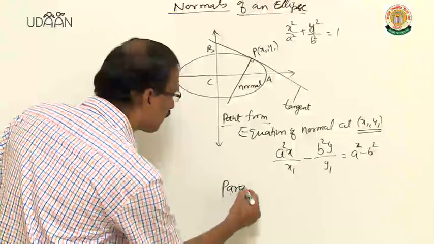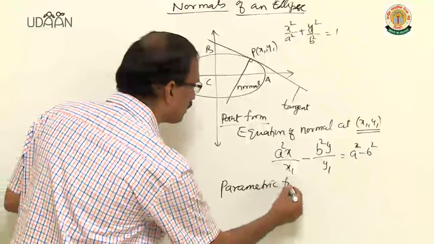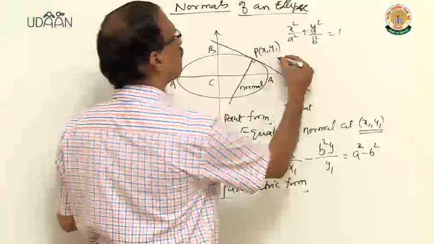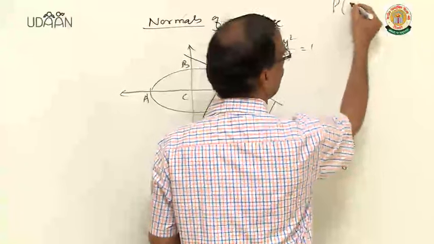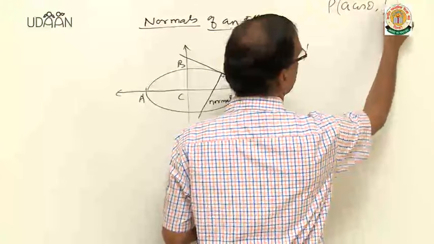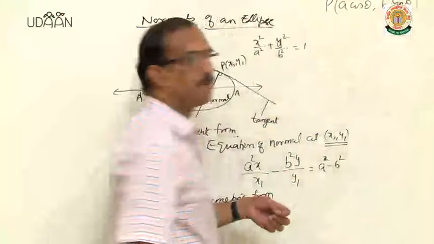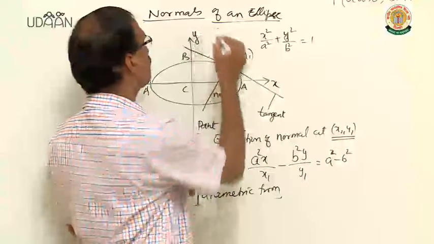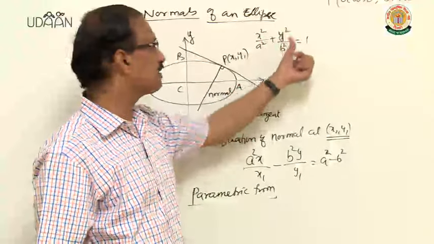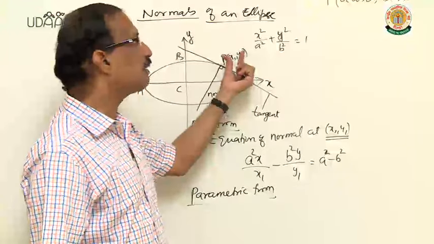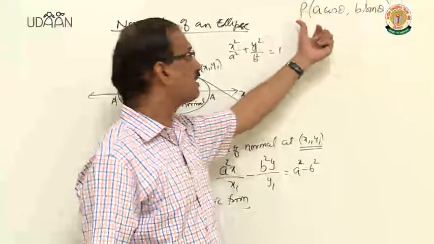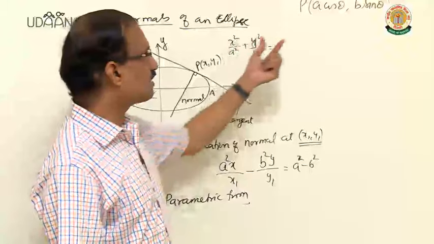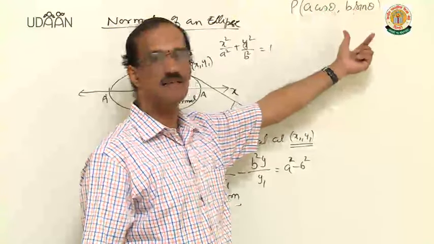Now in parametric form, what do you know? Any coordinate of P is in the form P of a cos theta, b sin theta. Parametric form, any point on the ellipse: if you have x square by a square plus y square by b square equal to 1, then this point can be represented in terms of theta, that is a cos theta, b sin theta. That is called the parametric form. So now the point here is a cos theta, b sin theta.